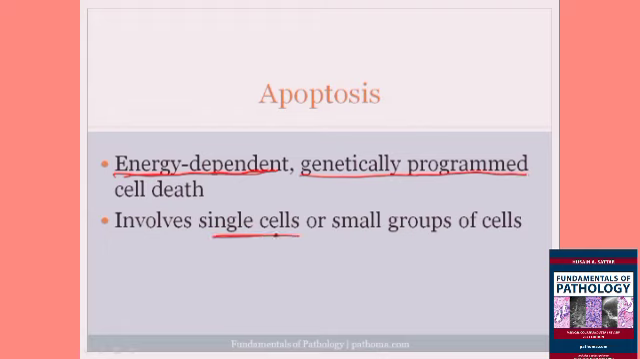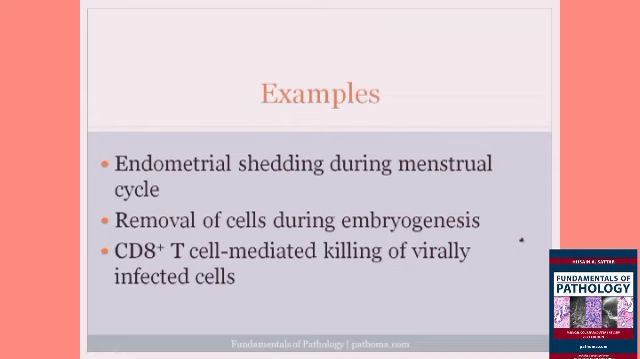Usually it involves single cells or small groups of cells, as opposed to necrosis, which involves a large group of cells. A few classic examples to be familiar with: the endometrium, when it sheds via apoptosis during the menstrual cycle. During embryogenesis, cells are often removed, and that removal occurs via apoptosis. For example, the spaces between your fingers and toes occur by removal of tissue via apoptosis. Sometimes you'll see patients with syndactyly, where two toes are stuck together, and that is because apoptosis did not occur in that particular tissue during embryogenesis.